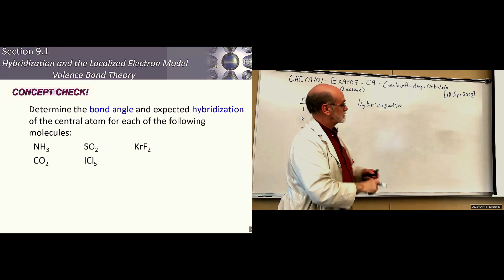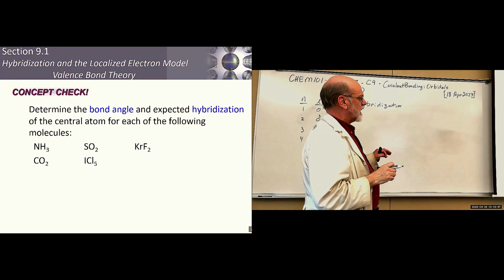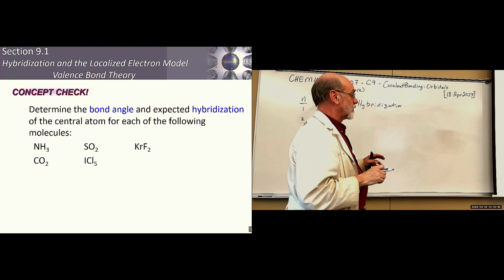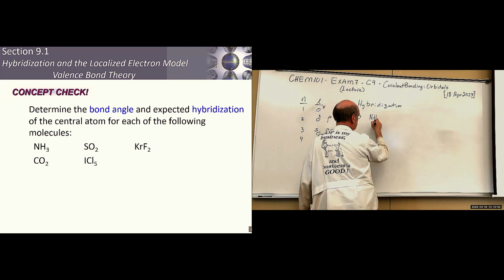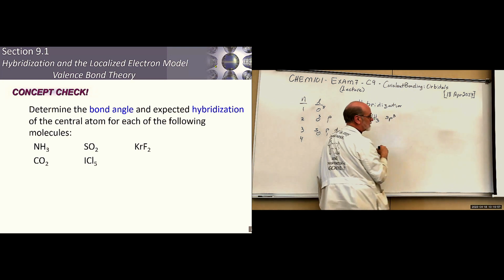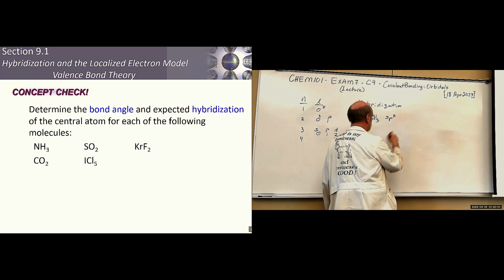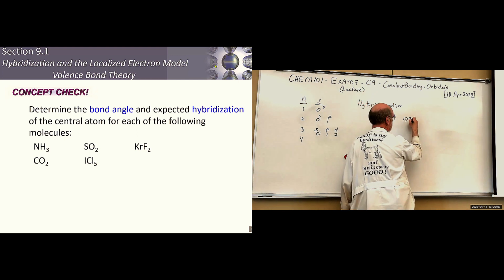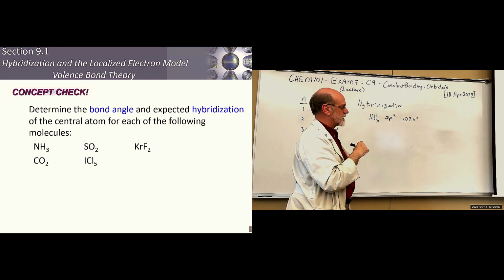Okay, I guess they're going to try to stump the band. Determine the bond angle and expected hybridization of the central atom for each of the following. We've already done ammonia. We know ammonia needs sp3, and its bond angles are going to be nominally 109.5. So we can set that one aside.